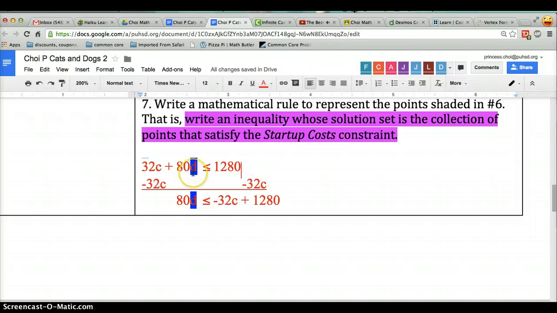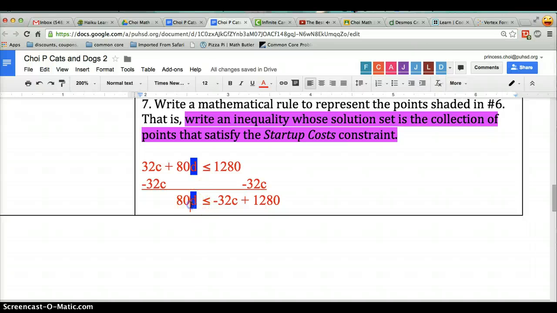So in order for you to graph this equation, what did you have to do first? You want to leave the D all by itself, so that meant you have to subtract 32C from both sides. And that left you with, because these two canceled out, you are left with 80D, and the symbol stays the same. And then I wrote negative 32C first, and then plus 1,280.